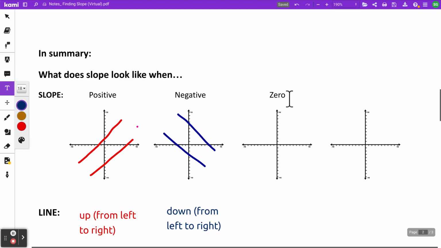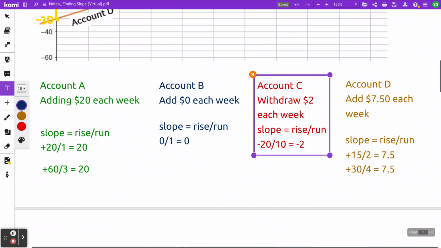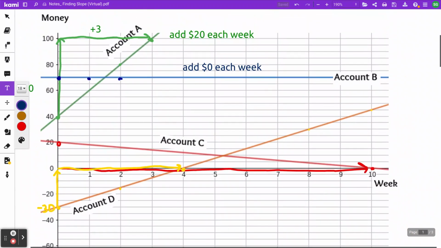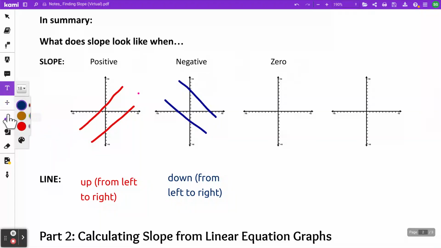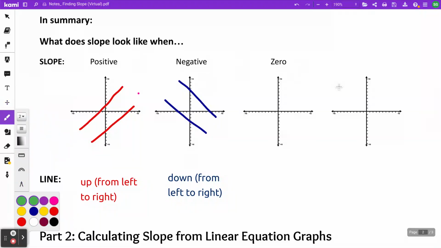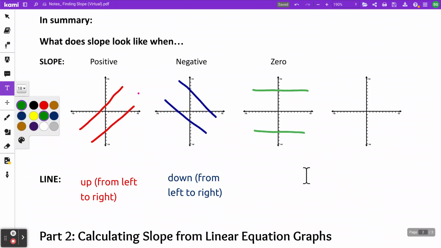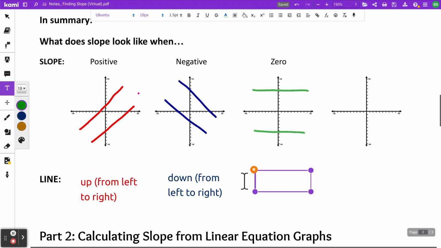Now, the third one says 0. If you remember from up here, one of our graphs had a slope of 0. It was this account B right here. And so our third slope option is these horizontal lines. Lines that go sideways like this are horizontal. So this third one, we can say a 0 slope means the line would be horizontal.